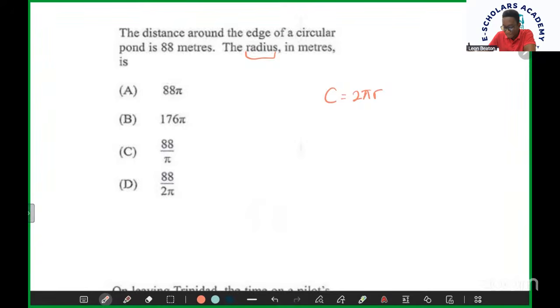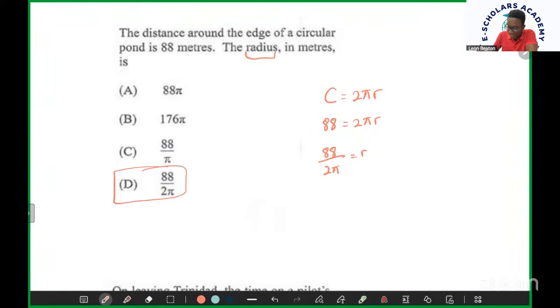2 pi r. So they told us the distance around is 88 meters. So we can say, instead of circumference, we can put back 88 meters is equal to 2 pi r. And they want us to find the radius in meters. So the radius here, we just got to take over the 2 pi, and that will give us the radius. So the 2 pi is multiplying the r. So when we take it over, this will become 88 divided by 2 pi is equal to r. So 88 divided by 2 pi, that is simply d.